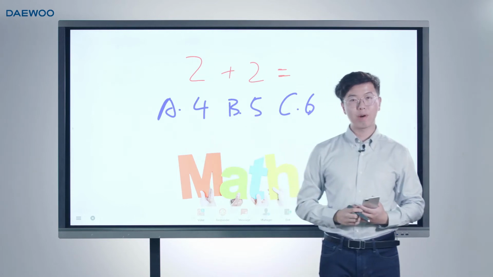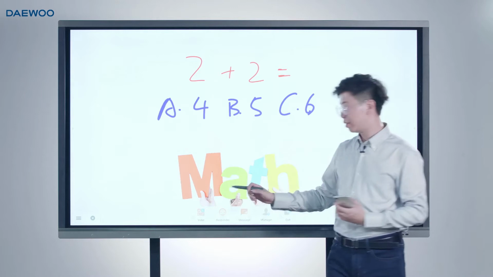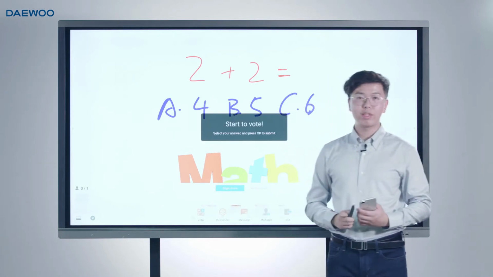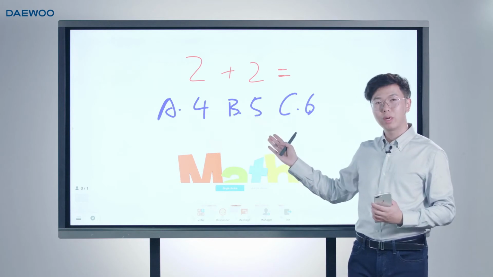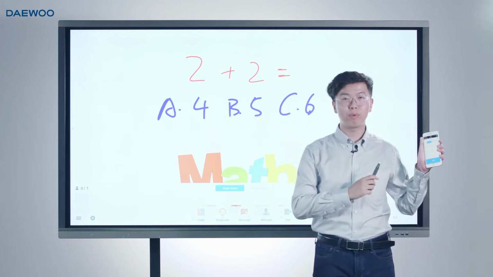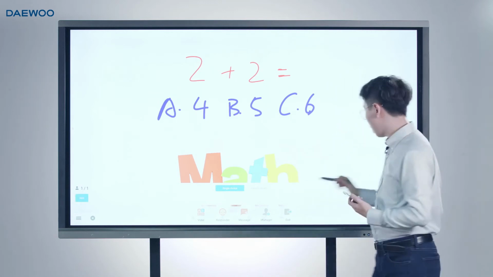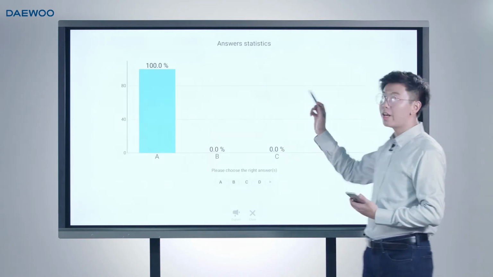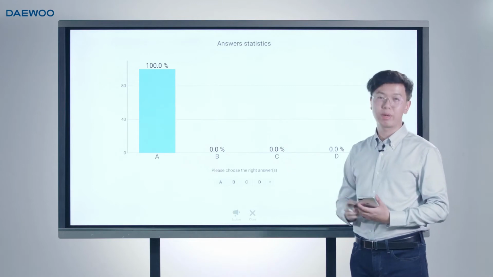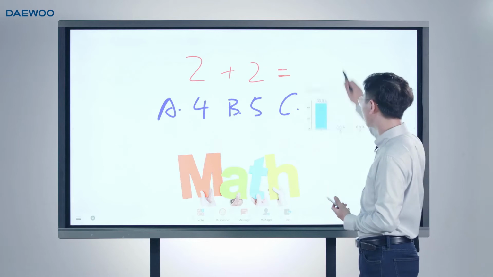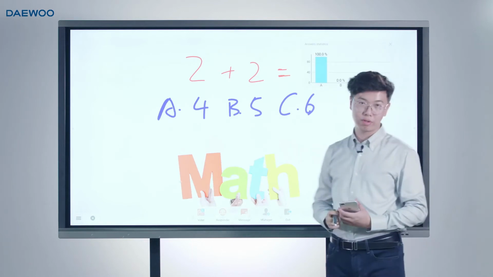The first function I would like to introduce is the voter. If the teacher proposes a question onto the board, the students can answer the question with their mobile phone. When finished, the answer statistics will be reflected on the board in real time, and the teacher can press the explain button and move it to the corner to further explain the whole question.